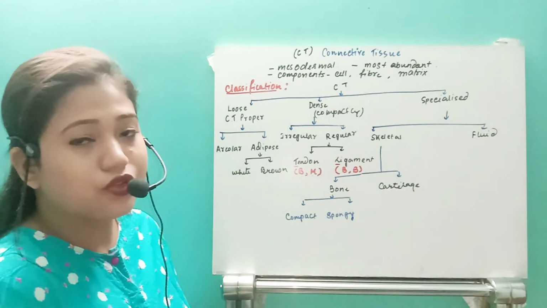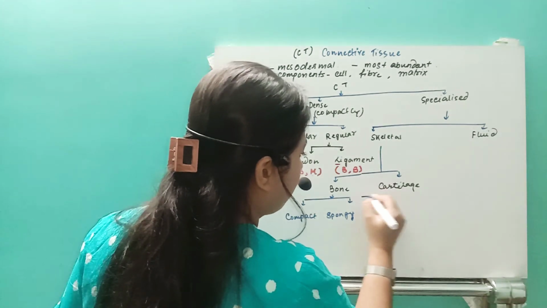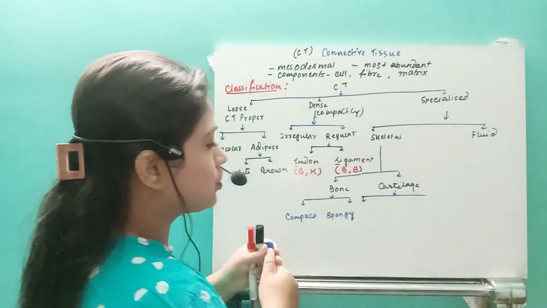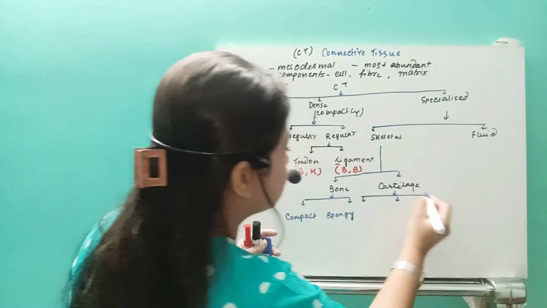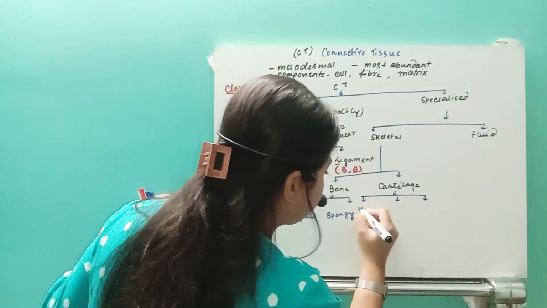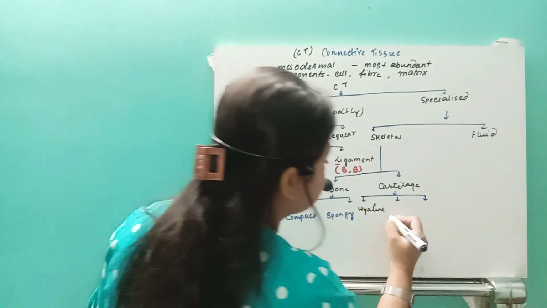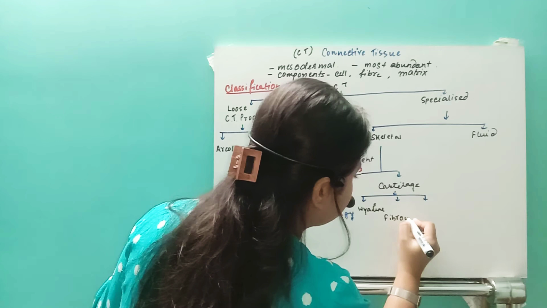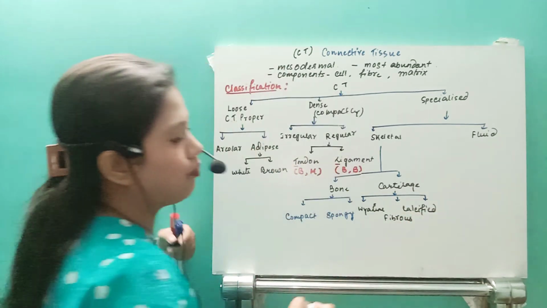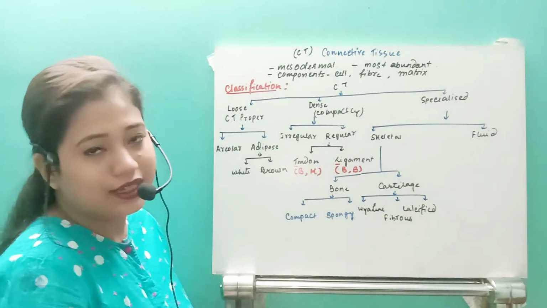Next one, cartilage can be of three types, right? What are the three types of cartilages? We will see that cartilages are further divided into three types. The first type of cartilage is known as hyaline cartilage. Second type is known as the fibrous cartilage, and the third type of cartilage is known as calcified cartilage. Three types of cartilages we'll see: hyaline, fibrous and calcified.